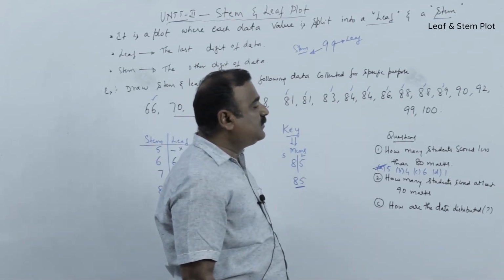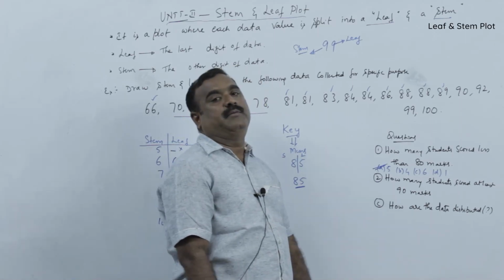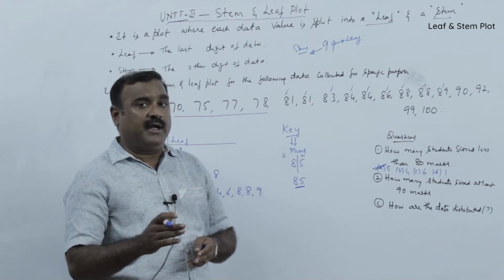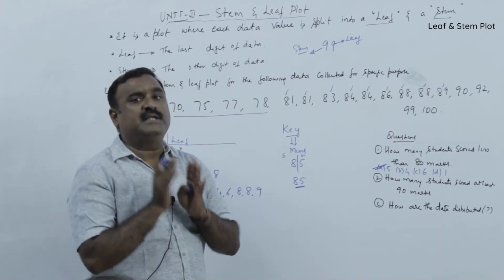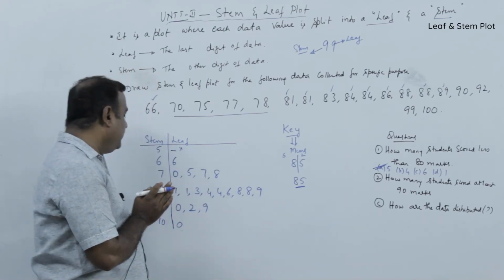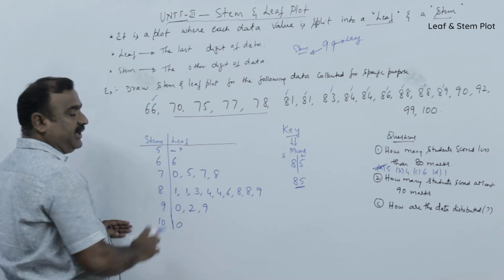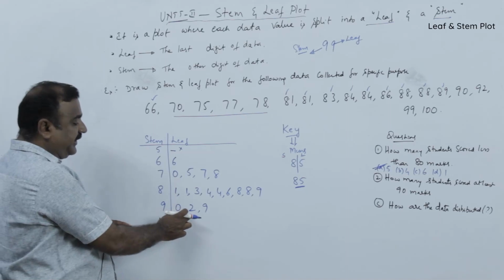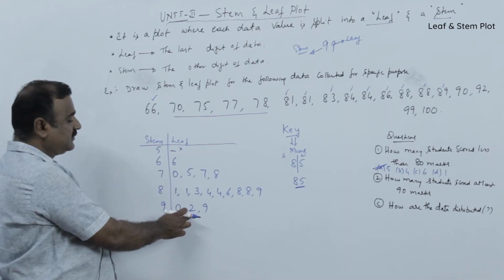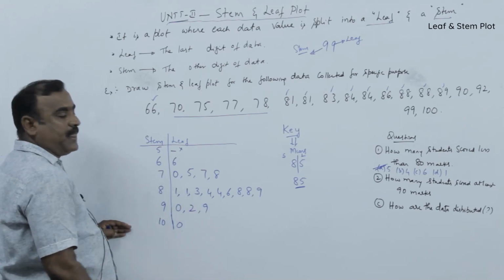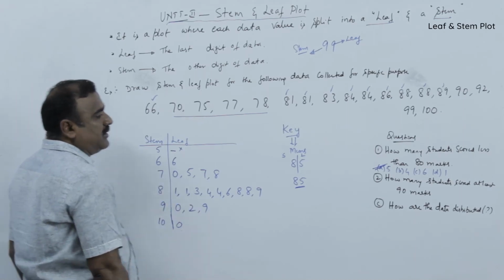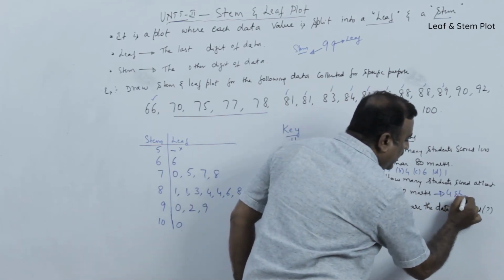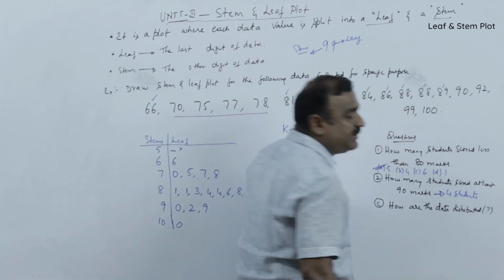Next question, how many students scored at least 90 marks? At least 90 means a student scored 90, and 92 also comes above 90. This also should be considered. 99 and 100 means 1, 2, 3, 4. How many students scored at least 90 marks? There are 4 students who scored at least 90 marks. This will be the right answer.